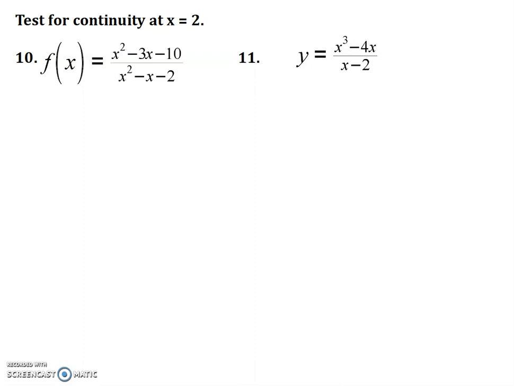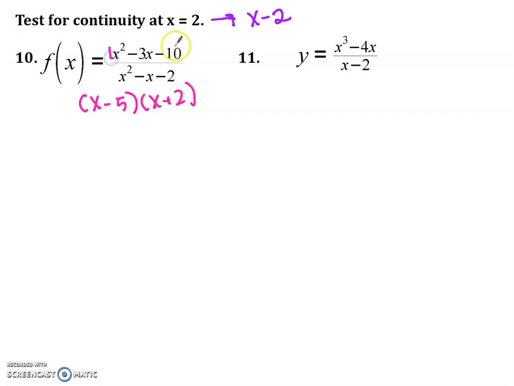Now for these next set of questions, we're just testing for continuity at x equals 2. Okay, so that means we only care about the continuity or discontinuity at x equals 2. So if x equals 2, that means the factor we're looking at is x minus 2. So I'm going to factor the numerator. That'll be x minus 5, x plus 2. That's what multiplies to negative 10, adds to negative 3.